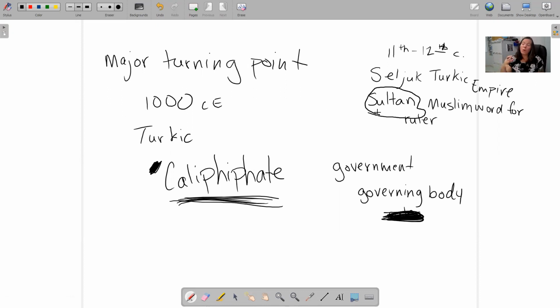And more and more Turkic people converted to Islam. And that helped spread Islam, because the Turkic people were in Central Asia and were traditionally nomadic people. And so as they were moving and spreading throughout Central Asia, they were spreading their religion. They were spreading it all across Central Asia. They were spreading Islam.